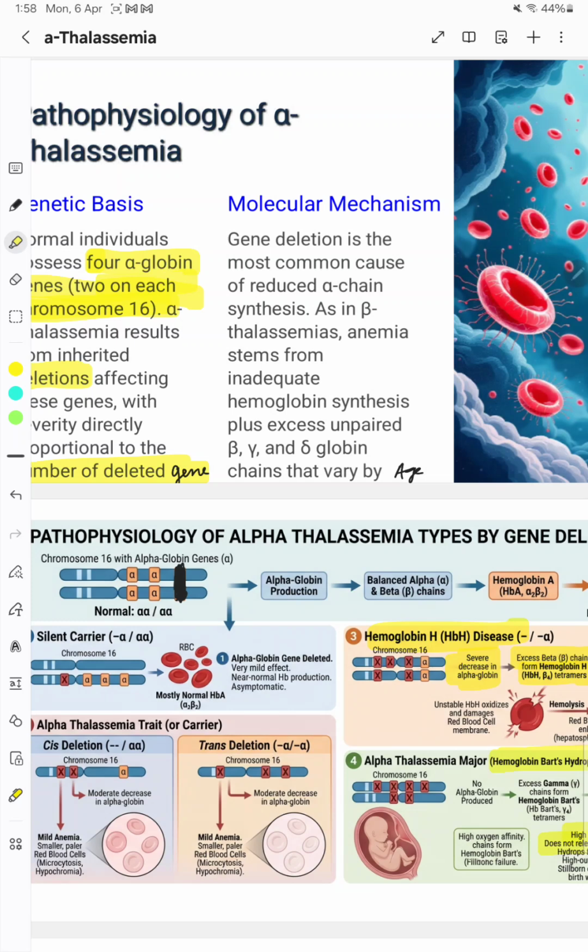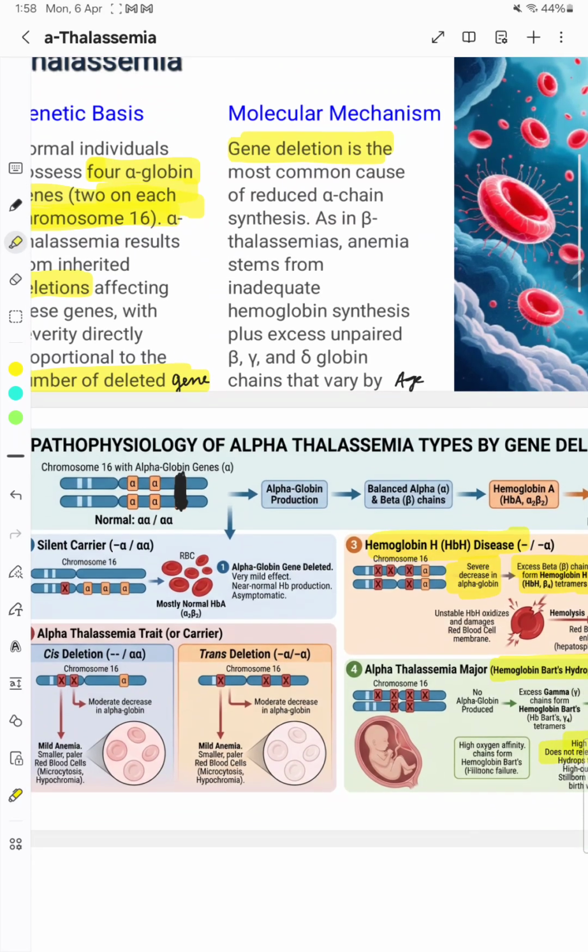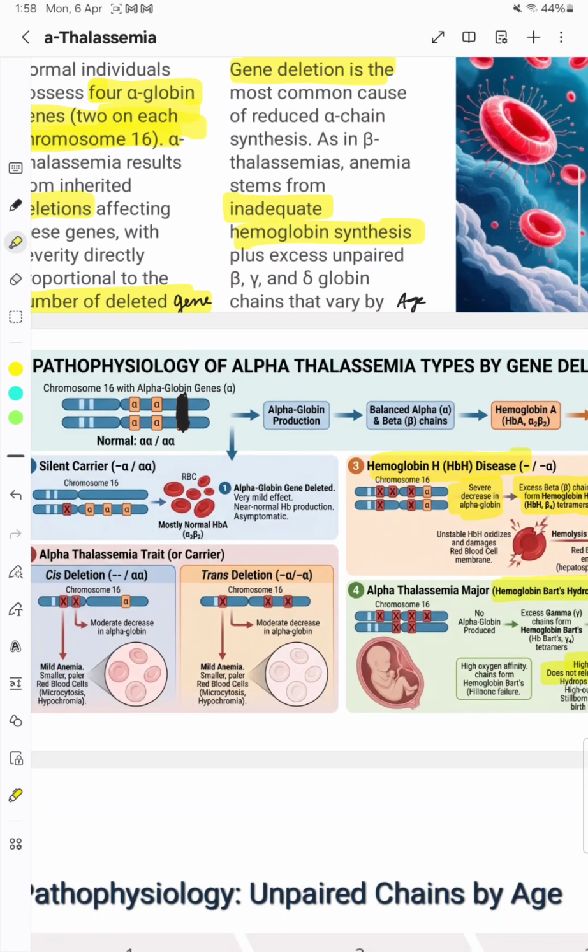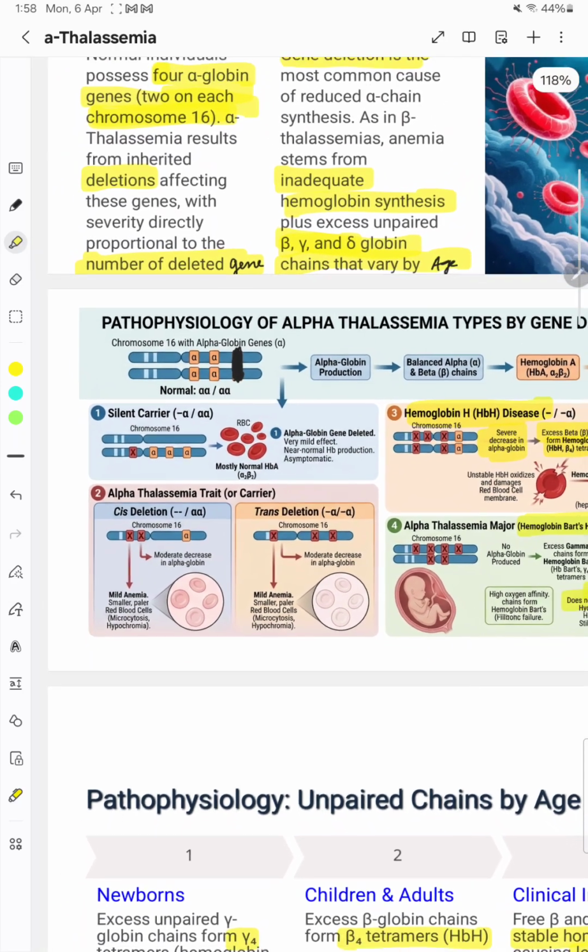In the molecular mechanism, gene deletion is the most common cause of alpha thalassemia development. As in beta thalassemia, anemia stems from inadequate hemoglobin synthesis and the excess of unpaired chains. But in alpha thalassemia, there is decreased alpha chain and there is an excess of unpaired beta, gamma and delta chains that vary according to the age of the patient.